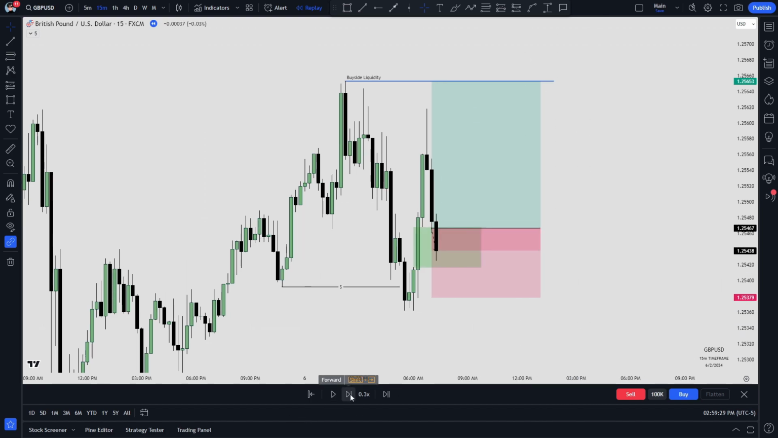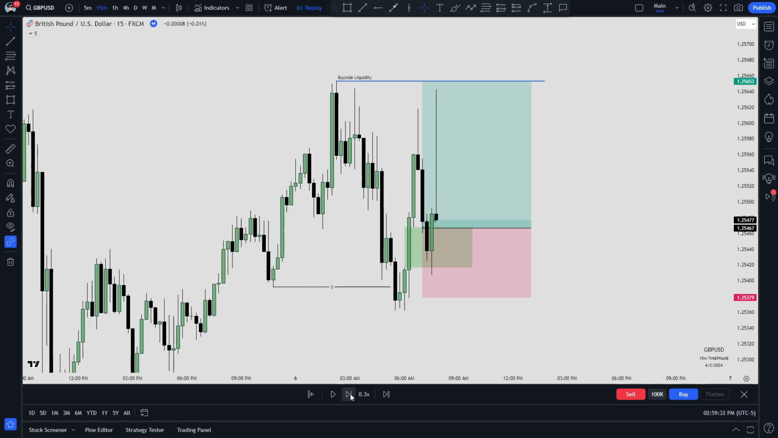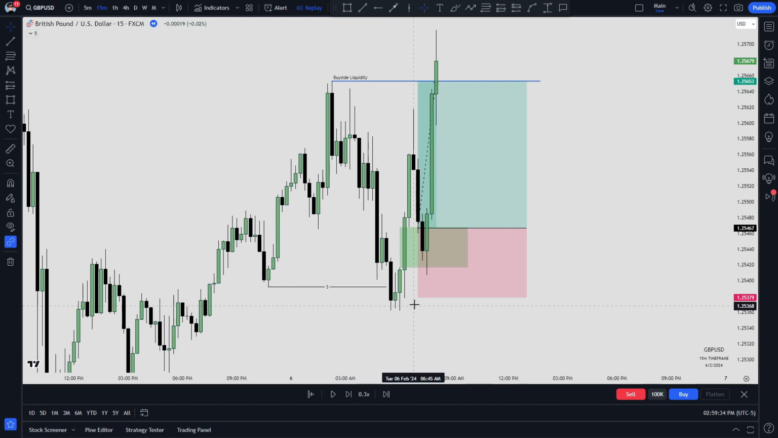Price comes down to the fair value gap, and immediately comes all the way back up higher into our draw on liquidity.